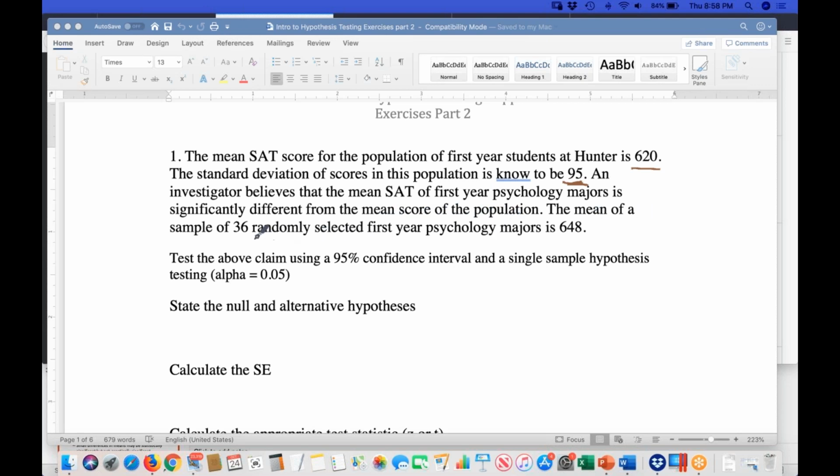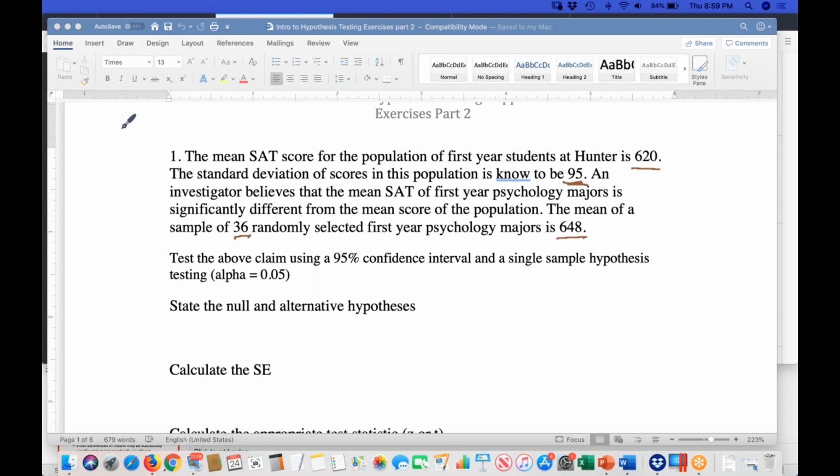The mean of a sample of 36 randomly selected psychology majors is 648. Test the above claim using a 95% confidence interval and a single sample hypothesis test. Alpha is equal to 0.05. We're willing to accept a 5% chance of being wrong, a type 1 error, rejecting the null hypothesis when we shouldn't. So what do we know here?